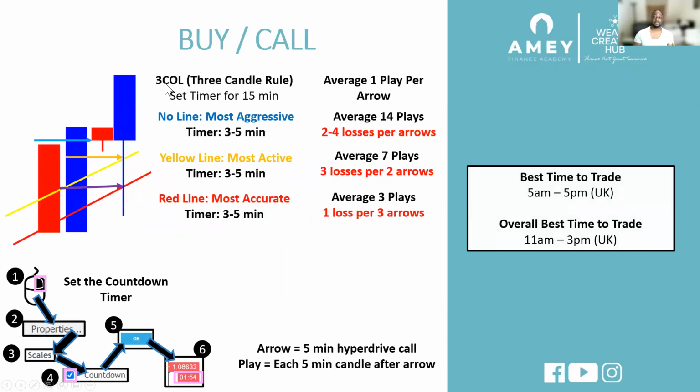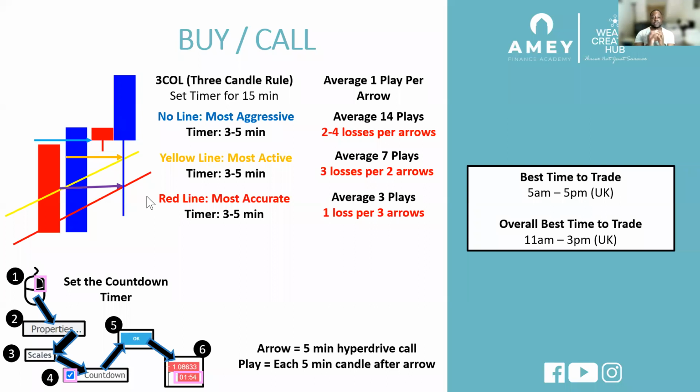So we have the free candle rules, okay? So 3 candles or less, we're going to go for the free candle rule. So you set the time for 15 minutes. Then you have the no line, which is the aggressive entry. You're going in, you're not going towards the line. You have the yellow line, which is the most active. So when there's a pullback of the candle, when the candle pulls back to the yellow line, then you can get into those trades.